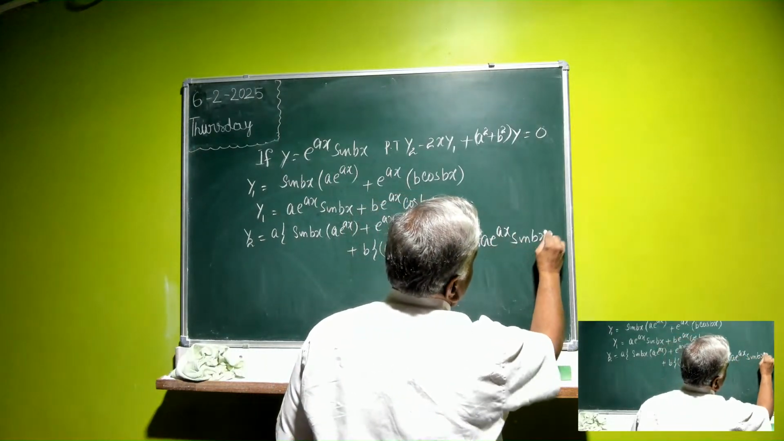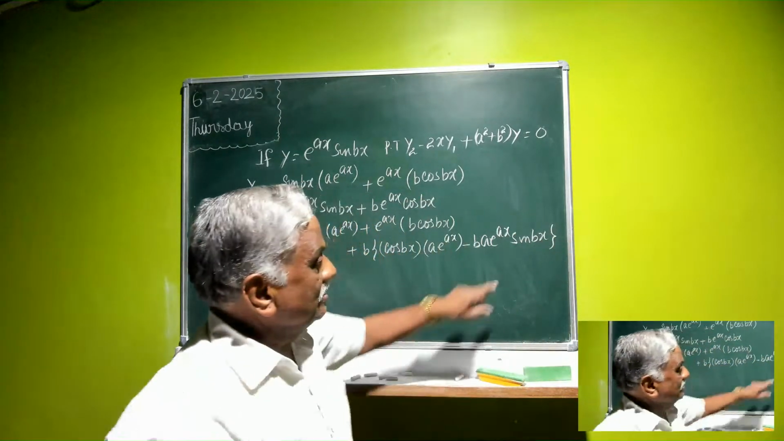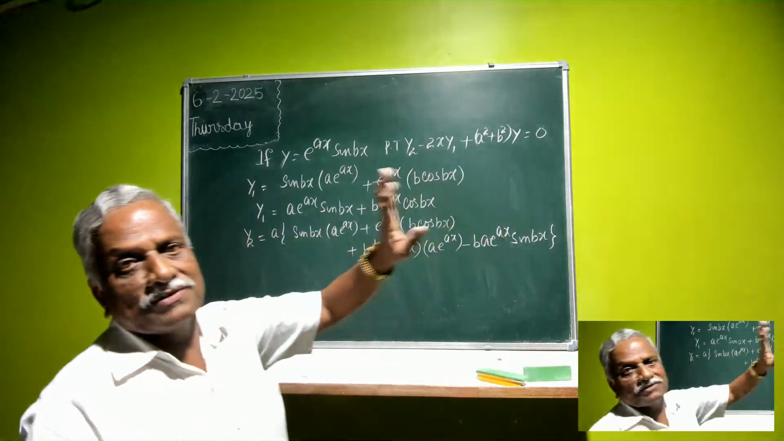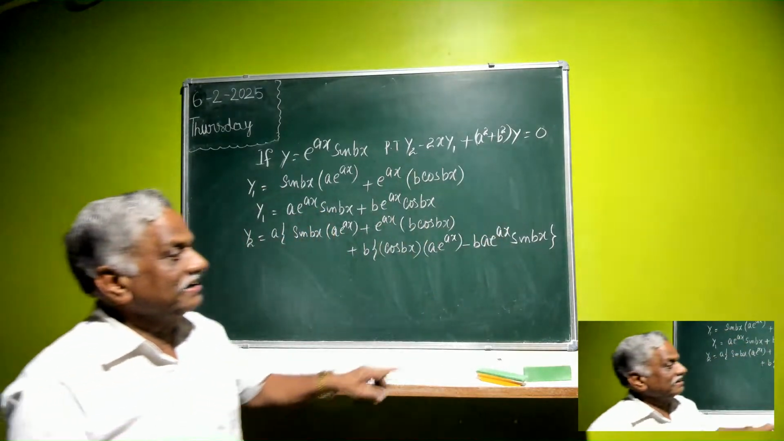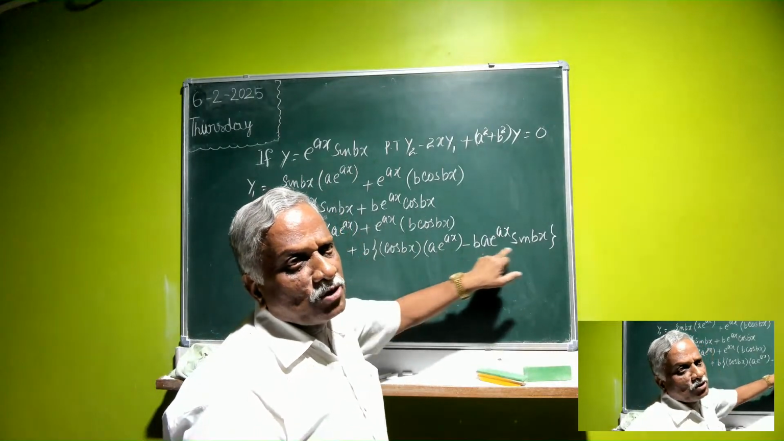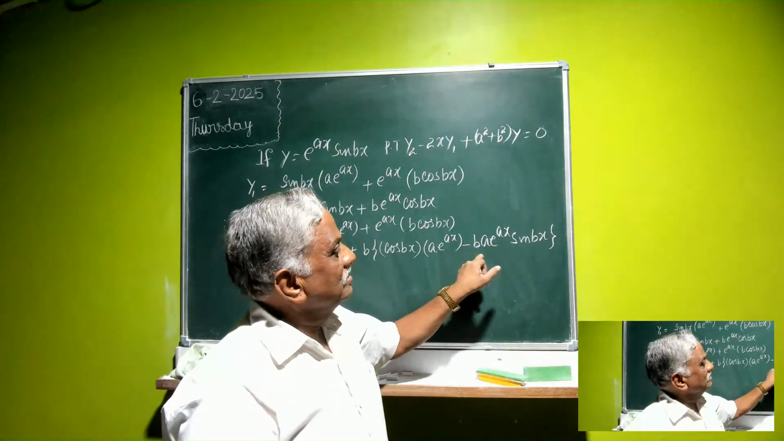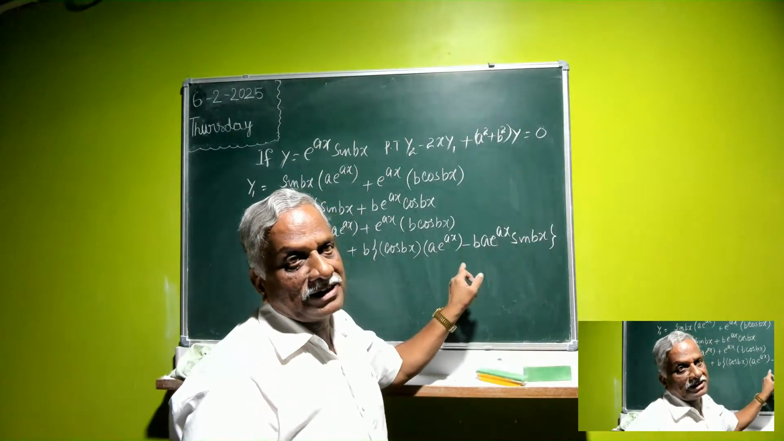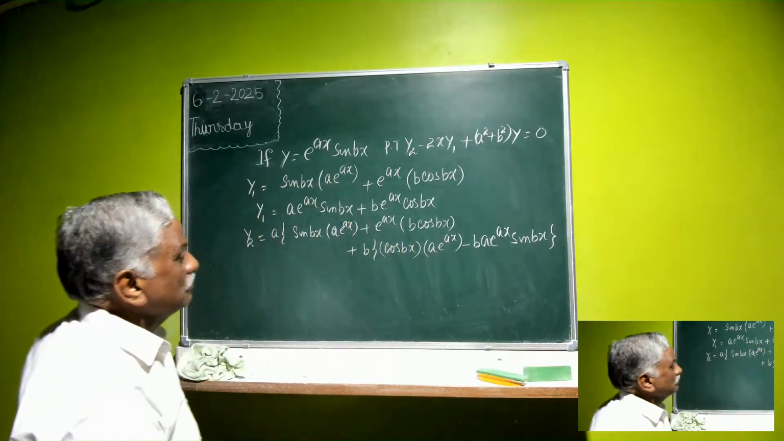I'm just taking this minus sign here so that I can avoid one step. Otherwise, if I write here again, I have to simplify, and I'd spend one more minute extra. So you get minus b sin bx. I have done the minus sign here. This we are going to simplify.